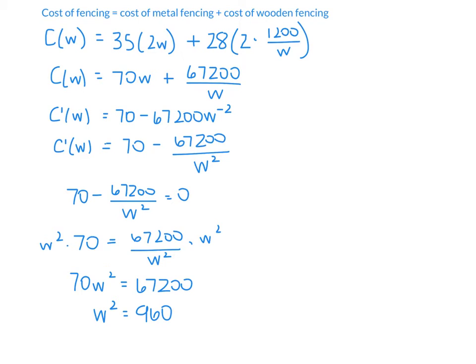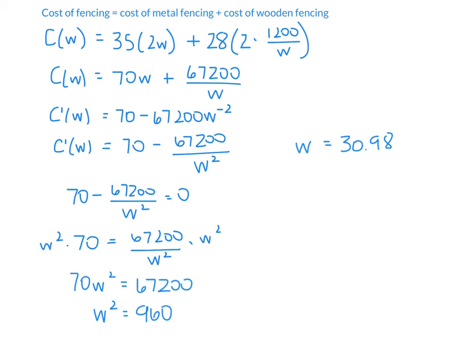Now let's take the square root of both sides, and we have W equal to the square root of 960, which is approximately 30.98. Technically we could also have a negative 30.98 for the square root, but since we're talking about the width of a rectangular garden, it only makes sense to talk about positive width.